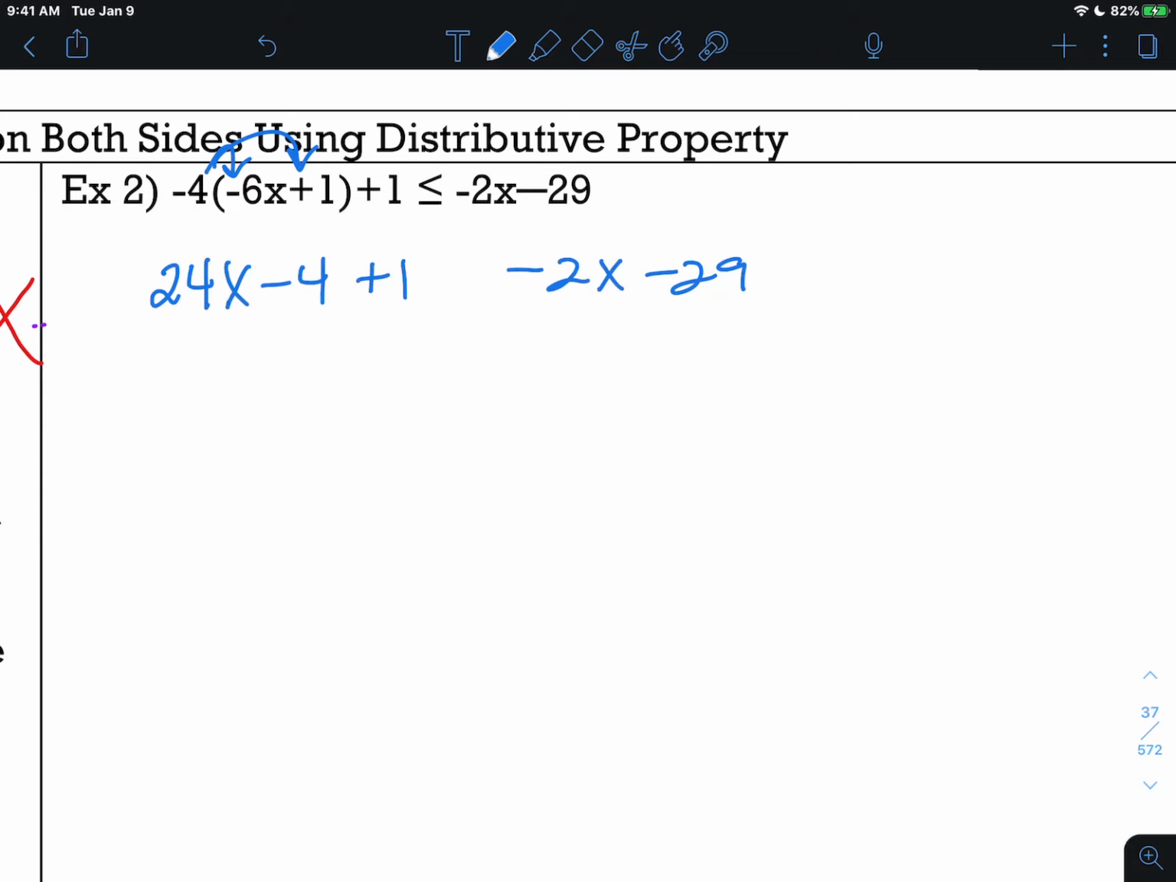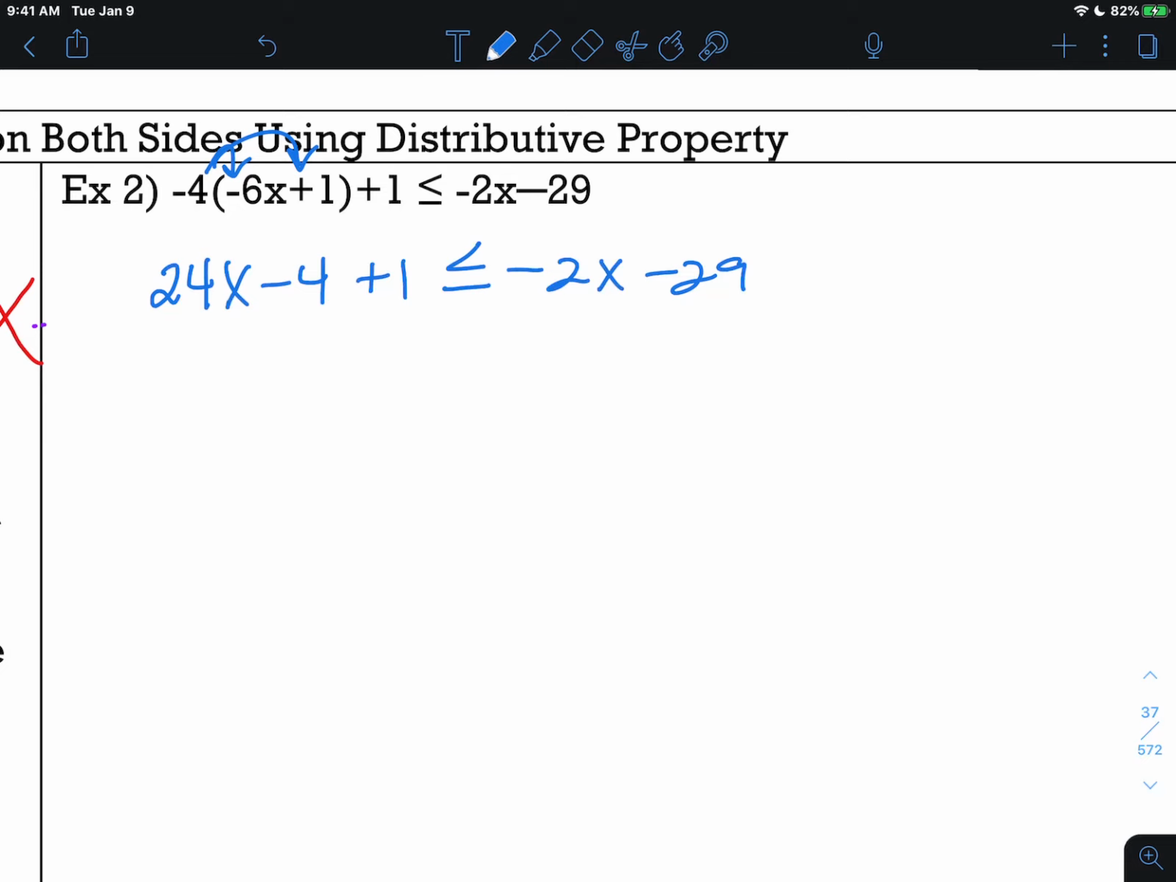Now, here's where it gets a little fishy. A lot of people would say, oh, I multiplied by negative 4. Let me go ahead and change my symbol. No, I did not multiply on both sides. I only multiplied on one side. So this stays the same.